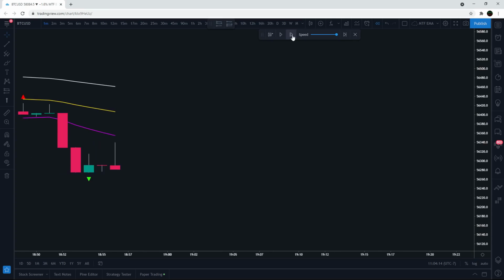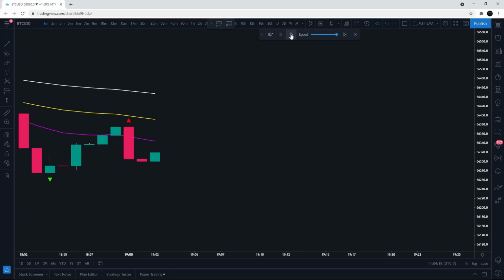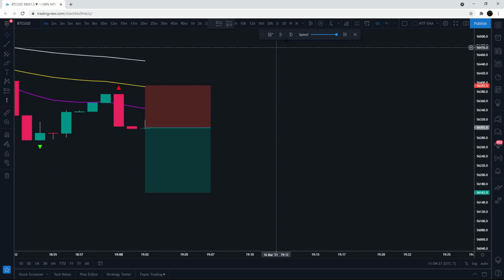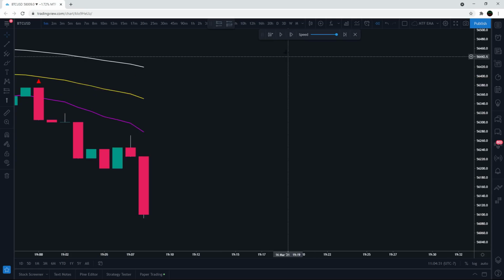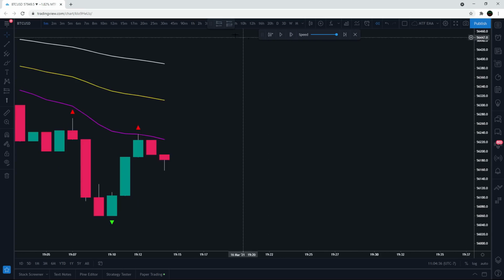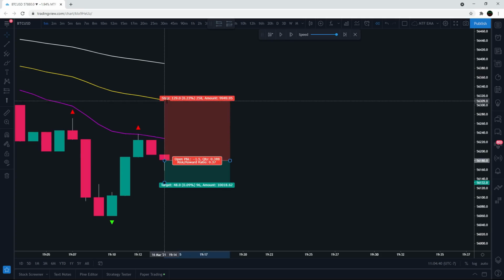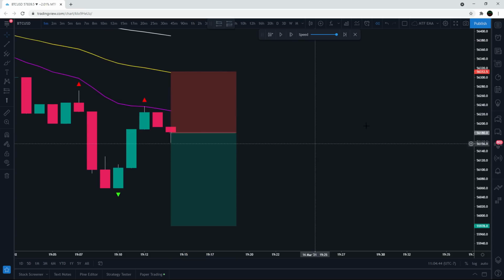We wait for another entry signal. Here's our next entry signal for a short. 1.5. There's the winner, and we wait for our next entry signal. There it is. And this is all happening in a very short period of time on the 1-minute chart.